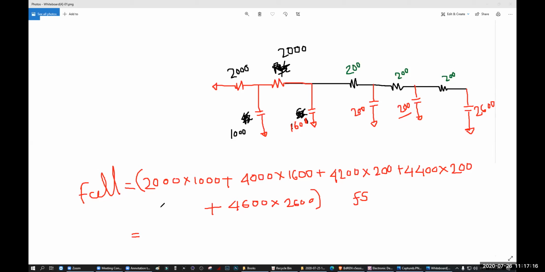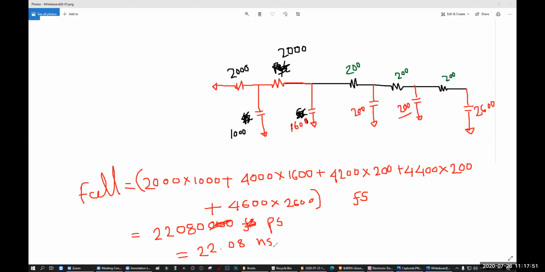Your value will be 22,080,000 femtosecond. So if you divide by 1000, you have picosecond, right? Yes. If you divide by 1000 again, your result will be 22.08 nanosecond. Okay, this is the result if you consider what?